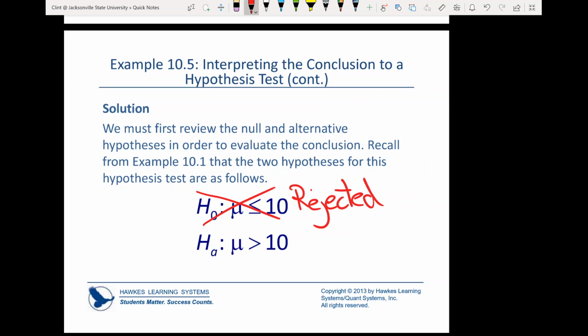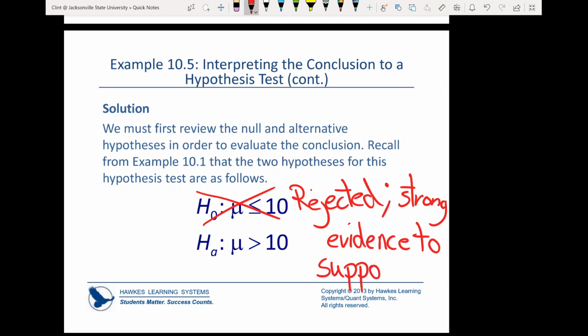So is that a strong statement or is that a weak statement? Well, if we reject the null hypothesis, that's a really strong statement. Okay? That means we have strong evidence to support the alternative hypothesis. Okay, so now the other thing to think about, we're trying to decide if there was evidence to support the director's claim, or if there was not enough evidence to support the director's claim. Which one of these hypotheses goes with the director's claim? Well, that's the alternative hypothesis.